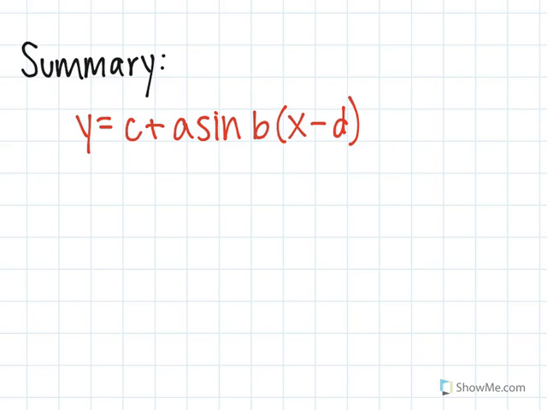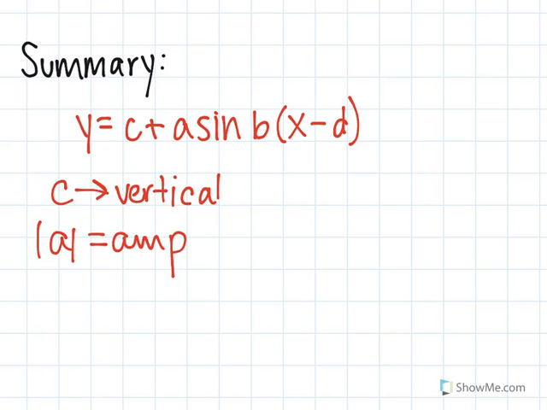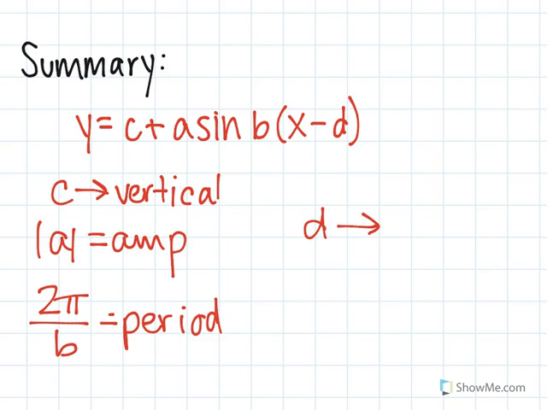All right, so just to summarize, if you're given a function that's in the form c plus a sine of b times x minus d, c is going to indicate your vertical translation, so it's going to be moving your graph either up or down. The absolute value of a will be your amplitude. 2 pi over b is your period. And d indicates your phase shift.